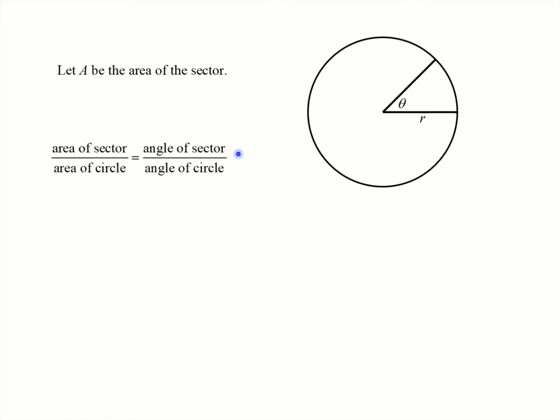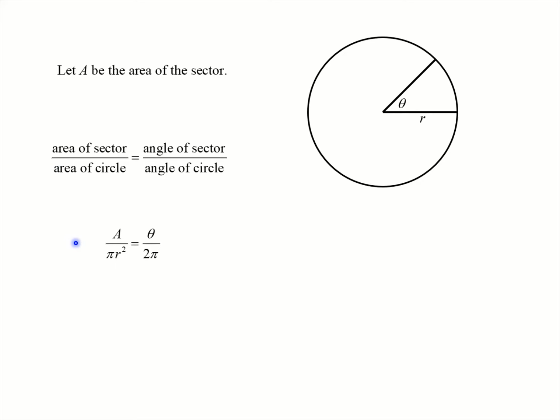Well, we know the angle of the sector is theta. We know the angle of the circle is 360 degrees, but we'll use 2 pi. The area of the sector, that's what we're trying to get. That's A. And the area of the circle is pi r squared. So let's put all that information down. And then the question is, can you solve for A?